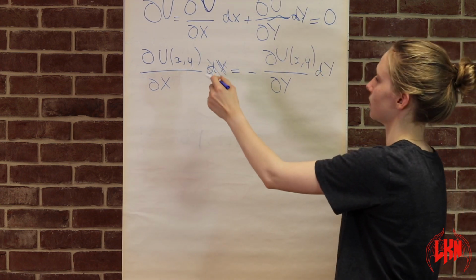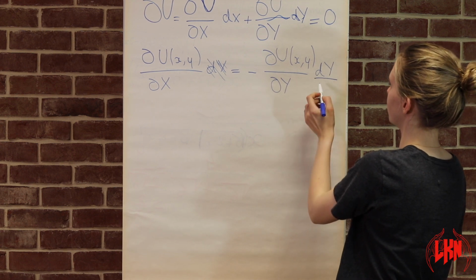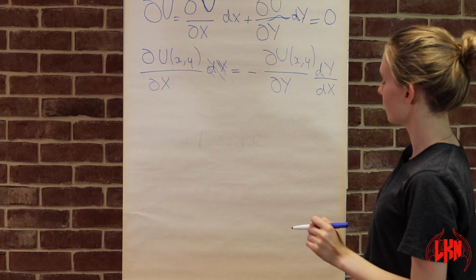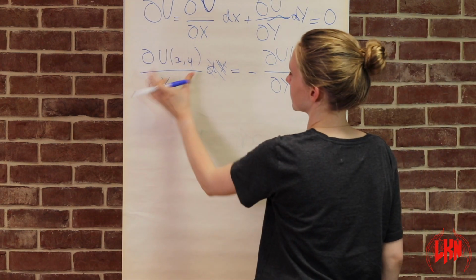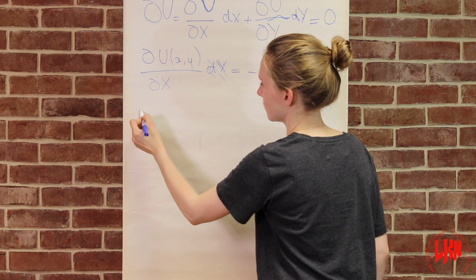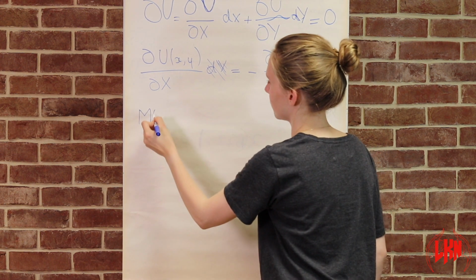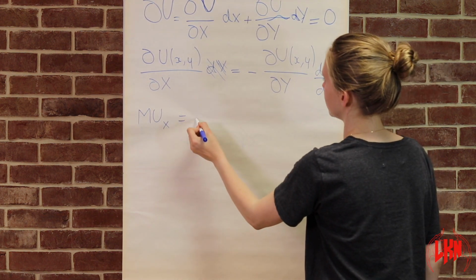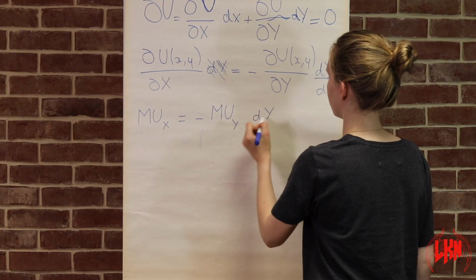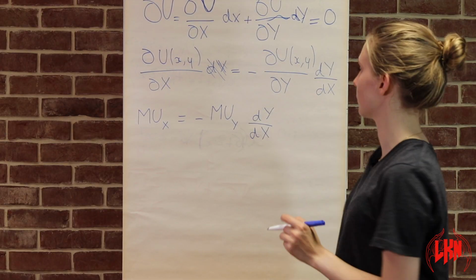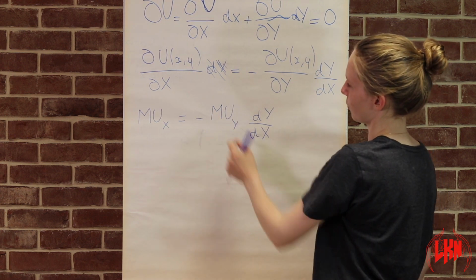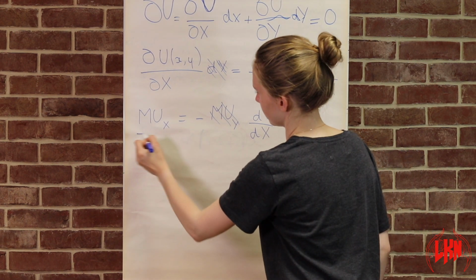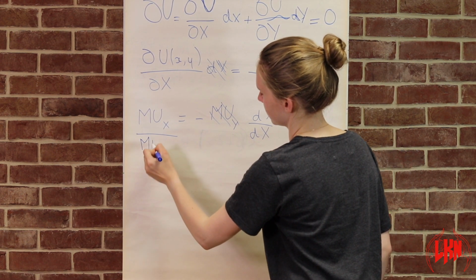So here this one went out, and here it's going to be like this, over dx. Now let's continue. Before we have seen that this was equal to the marginal utility of x, so we can replace it. Marginal utility of x equals minus marginal utility of y, dy over dx. Now I am going to divide each side by the marginal utility of y, so this is going to go up, and here divided by marginal utility of y.